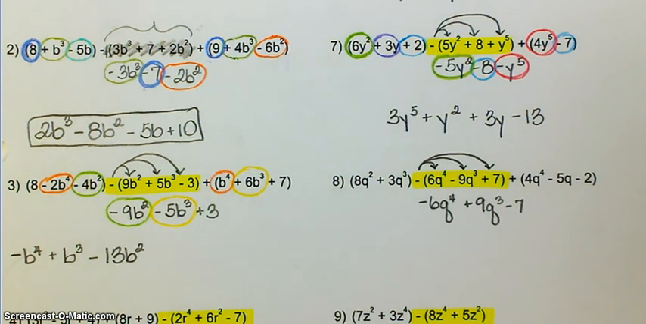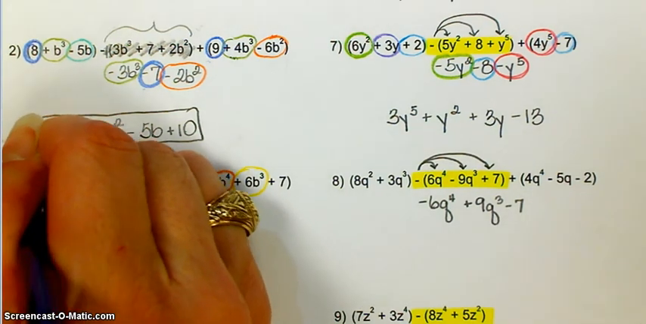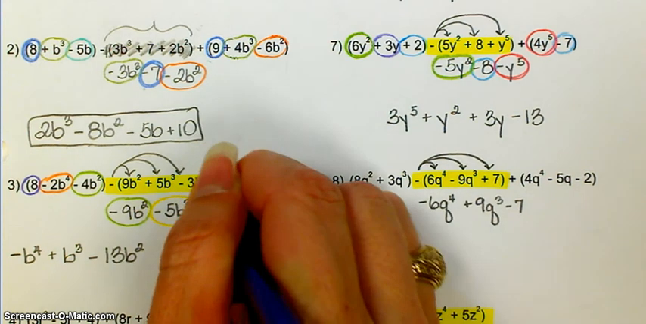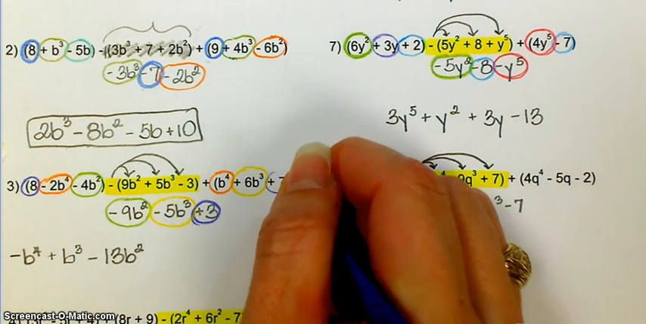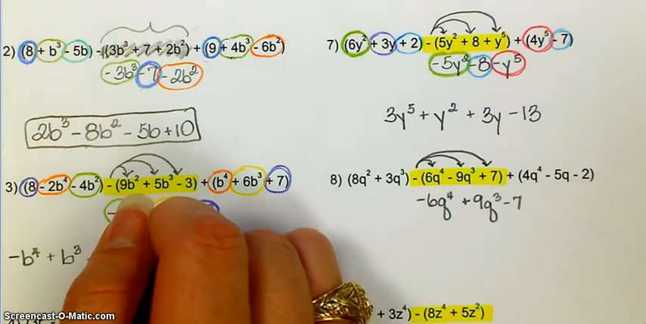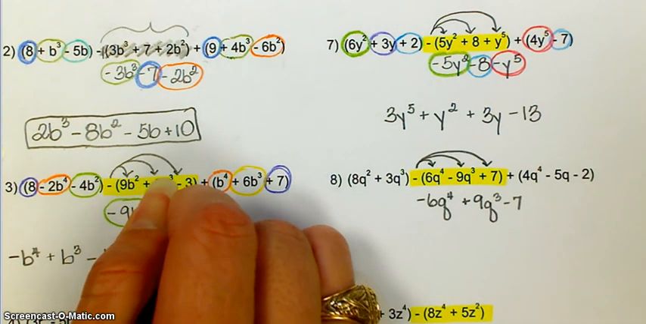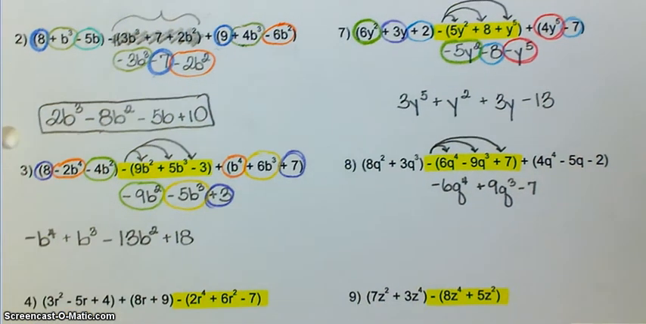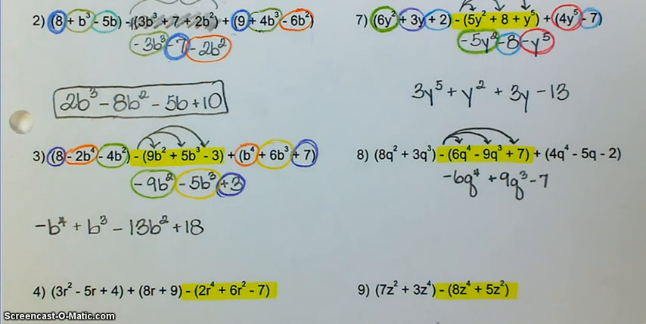Any b to the 1st power? I'm looking. I don't see any. Do y'all see any? Okay. And then just plain old numbers. I have a positive 8. I have a positive 3. And a positive 7. 8 and 7 is 15 plus 3. That's 18. Is that what you guys got? Good deal. Okay. Let's go to the next one.